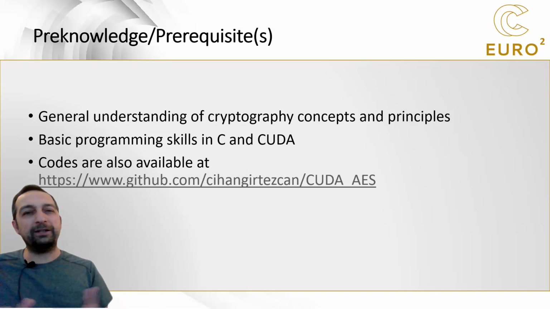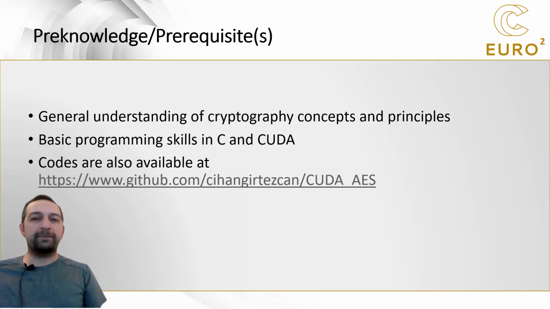So the prerequisites are as follows. We expect a general understanding of cryptography concepts and principles, but I will try to teach everything from scratch. We also require basic programming skills in C and CUDA, because this course is about CUDA optimization. So you need to know how to implement algorithms in C and CUDA. Most of the code I'm going to show you is already available, so you can implement it yourself, or use the code from there, modify it, and check if you're doing it correctly.